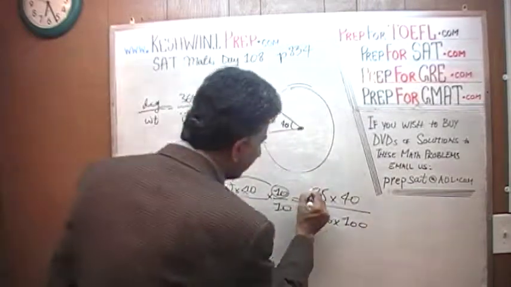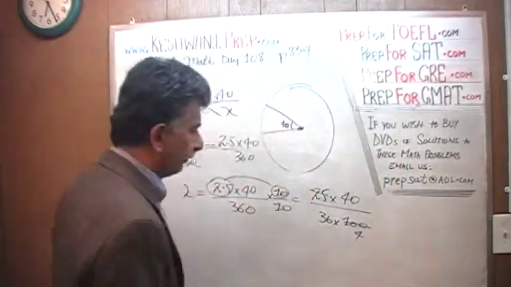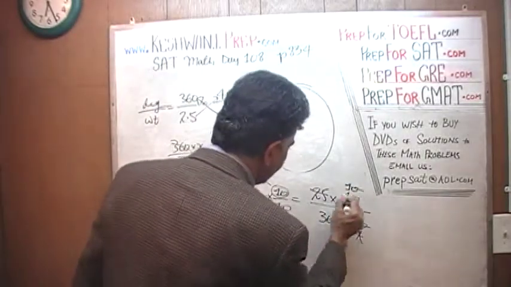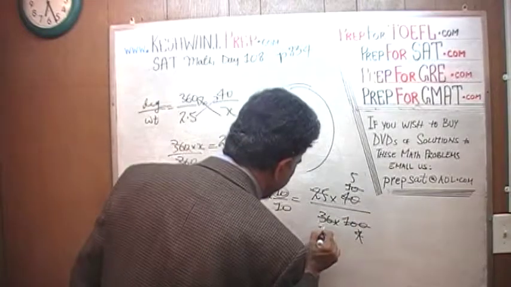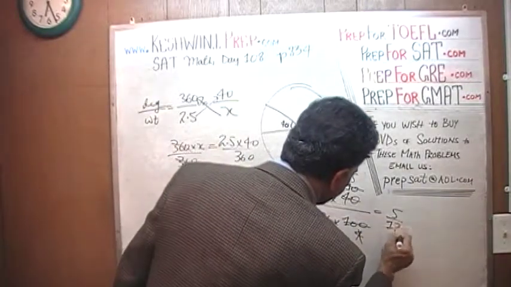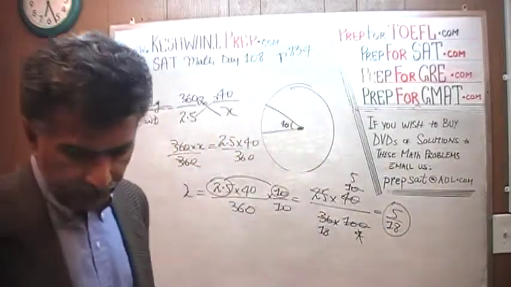Why? So that we can get rid of 25 with 100, it goes into 4 times. Oh, there you go, and this 4 goes into 40 10 times. And this 10 goes into 36 5 times and 18 times. There you go, that's it. 5/18 is the answer.